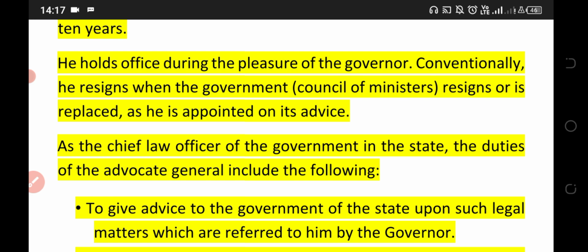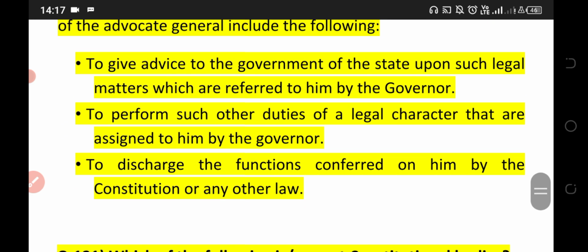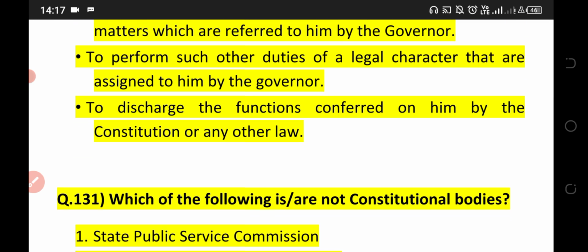Conventionally, he resigns when the government resigns or is replaced, as he is appointed on its advice. As the chief law officer of the government in the state, the duties of the Advocate General include the following: to give advice to the government of the state upon such legal matters which are referred to him by the Governor, to perform such other duties of a legal character that are assigned to him by the Governor, and to discharge the functions conferred on him by the Constitution or any other law.